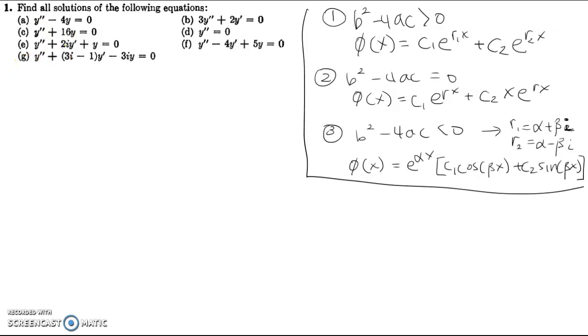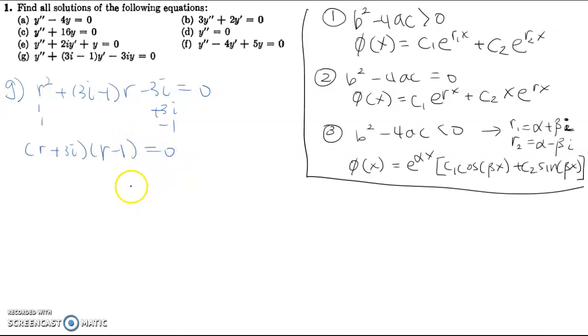Alright, let's do the last part of number 1, which is G. Rewriting this, we can do r squared plus 3i minus 1 r minus 3i equals 0. This one we can pretty easily factor. This is 1, 1, probably positive 3i and negative 1. So this will be (r plus 3i)(r minus 1) equals 0.